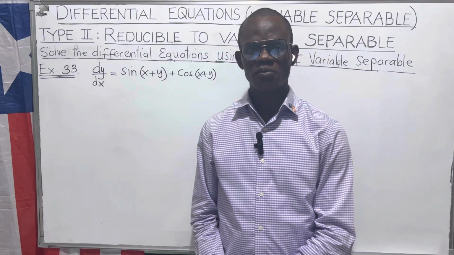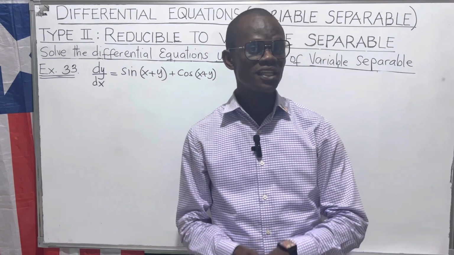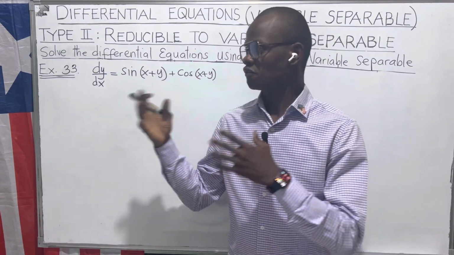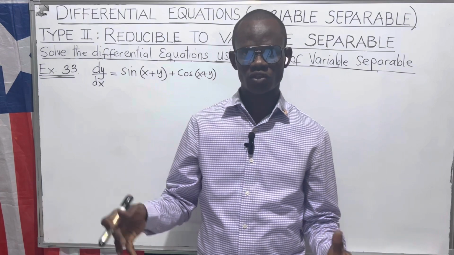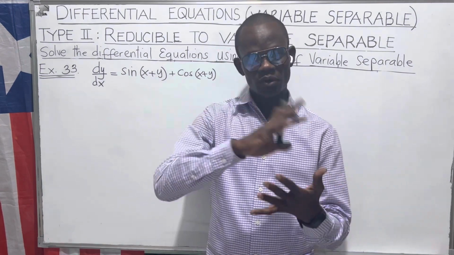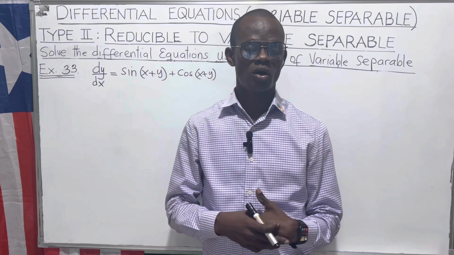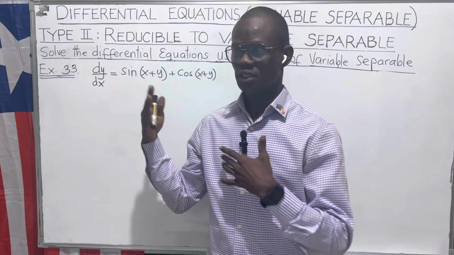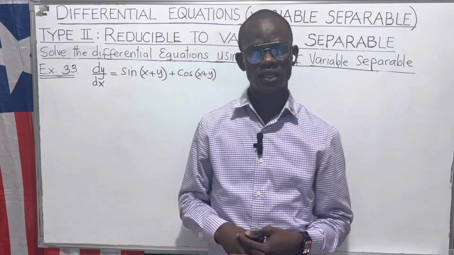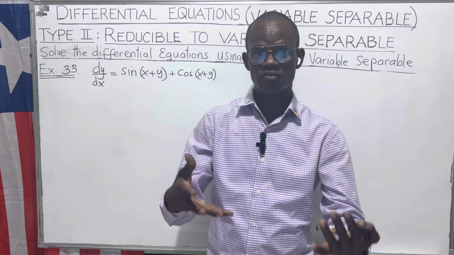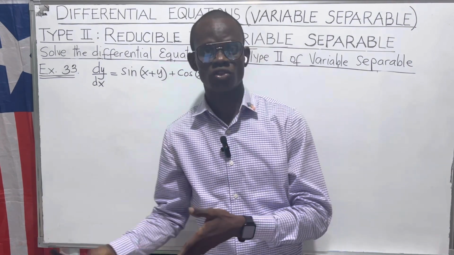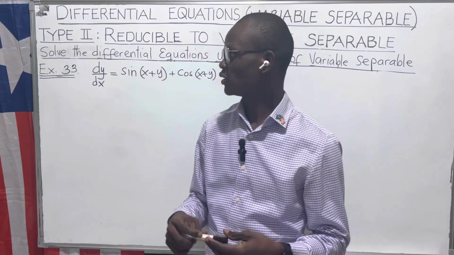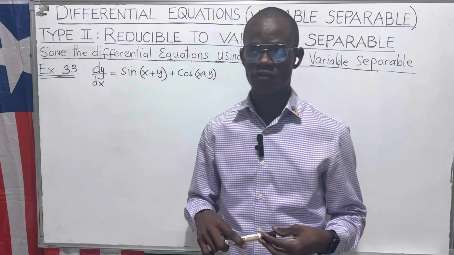So in today's lecture, I will be looking at differential equations, and particularly variable separable type 2. In the first step, we discussed that if you have a differential equation, you can easily separate the variables on both sides of the equation and integrate both sides to get your general solution. In type 2, we looked at problems wherein we cannot just separate the variables. We must first bring in some substitution before we end up at variable separable. That's why we call type 2 reducible to variable separable.